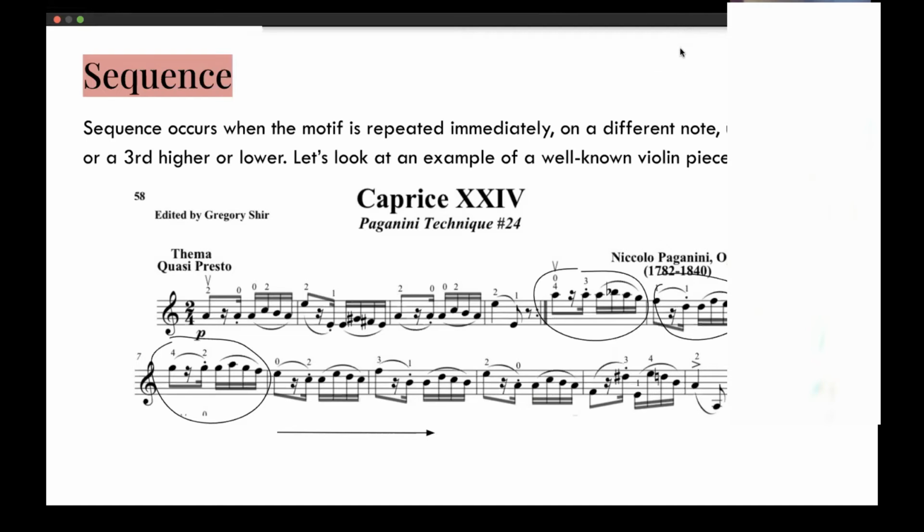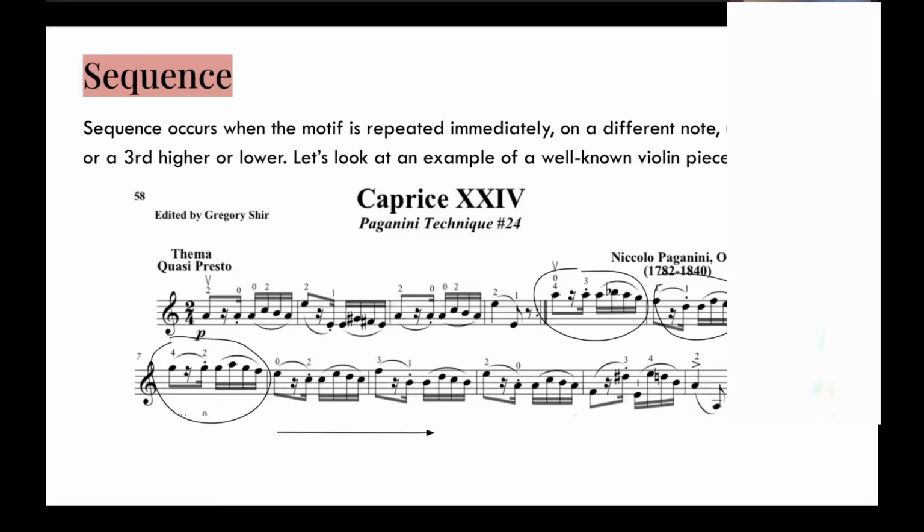Repetition is pretty straightforward. So this one is called sequence. A sequence occurs when the motif is repeated immediately, but on a different note, usually a second or a third higher or lower. So let's look at an example of this very famous violin piece. It's Paganini Caprice 24.